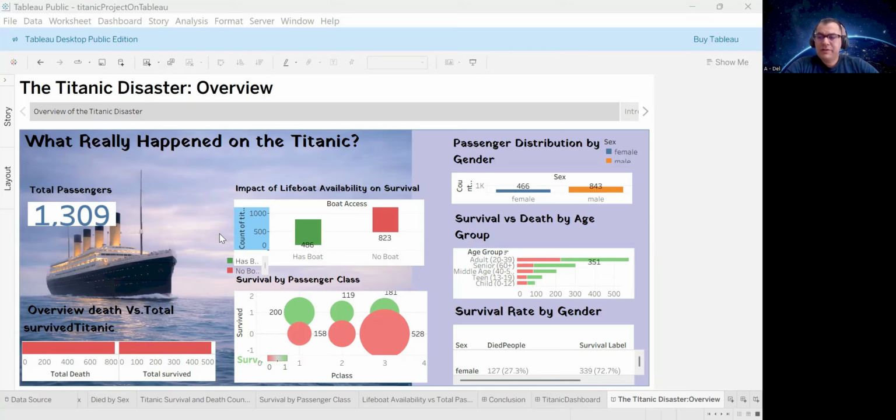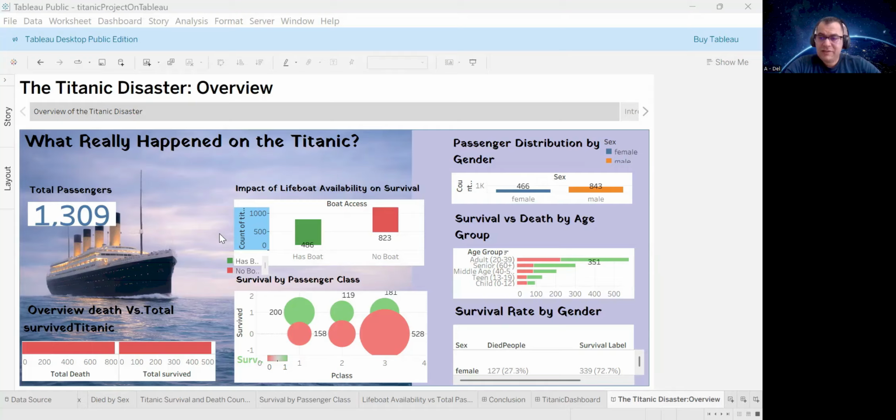The main goal of the project is to analyze passenger data and understand the main factors that affected survival during the disaster. In other words, the main question is: why did some passengers survive while many others didn't? To answer this question, I use data visualization to analyze several important variables such as passenger gender, age, class, and other related factors.